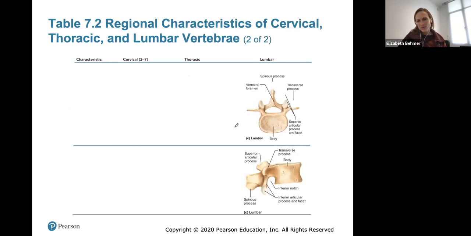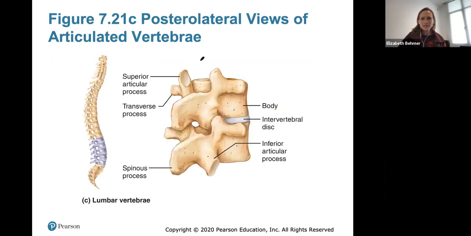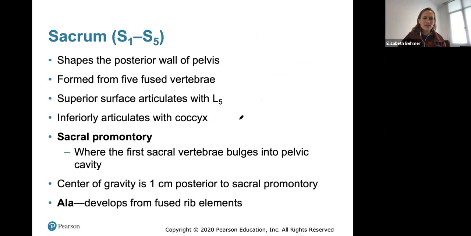And here's what a typical lumbar vertebra looks like. So you should be able to know the differences and characteristics between all 3 types of vertebra. You can see they're much thicker in shape, and the intervertebral discs will sit between them like all vertebrae. The sacrum then shapes the posterior wall of the pelvis. It's formed from 5 fused vertebrae. We have a sacral promontory where the first sacral vertebra will bulge out.